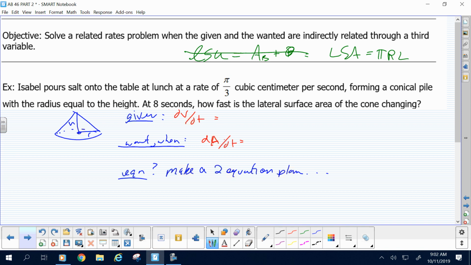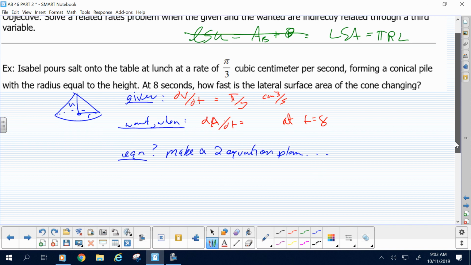So, what's dV/dt? Pi over 3 cubic centimeters per second, right? Do you agree we want dA/dt at time equal 8? We'll have to come back to that because at time equal 8 doesn't tell you a whole lot. We'll need more. So, make a plan here.